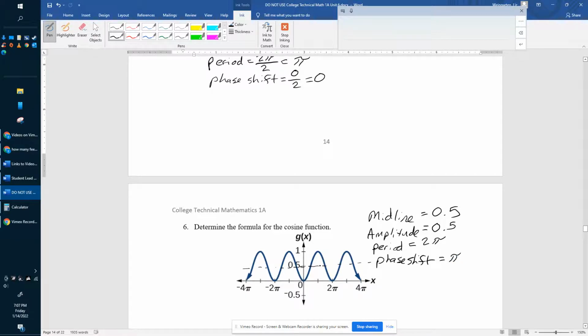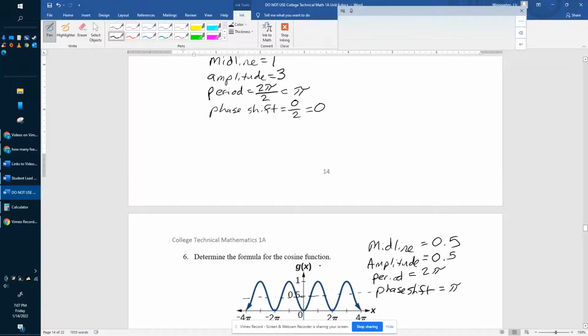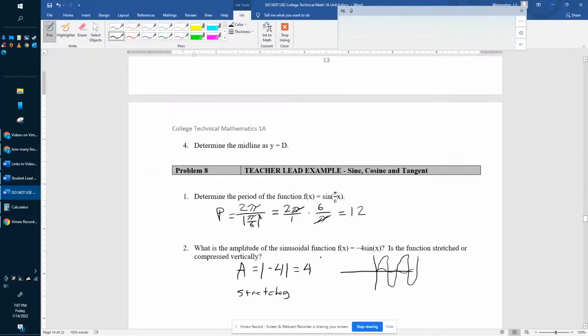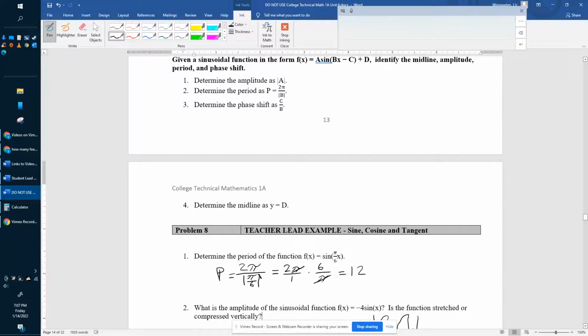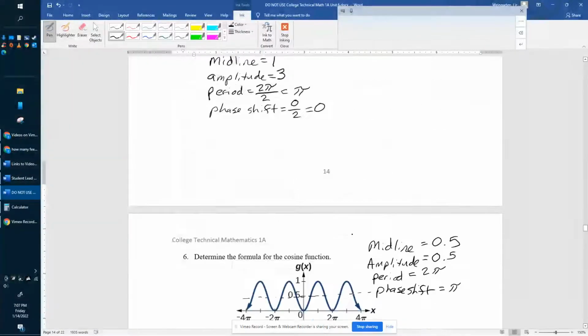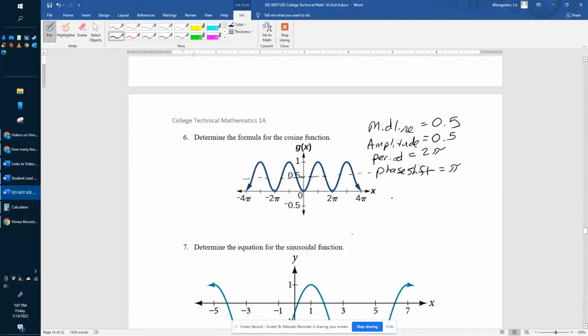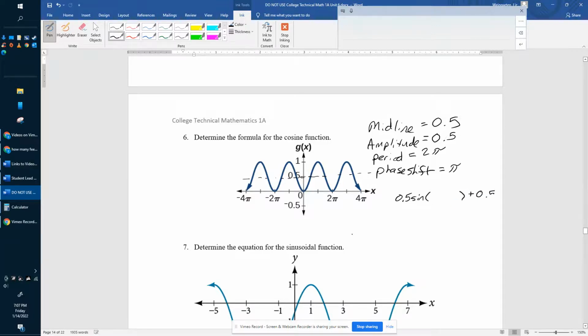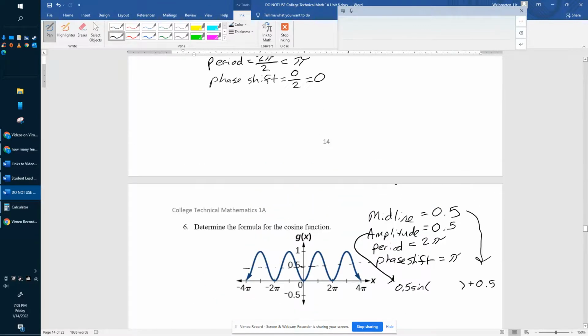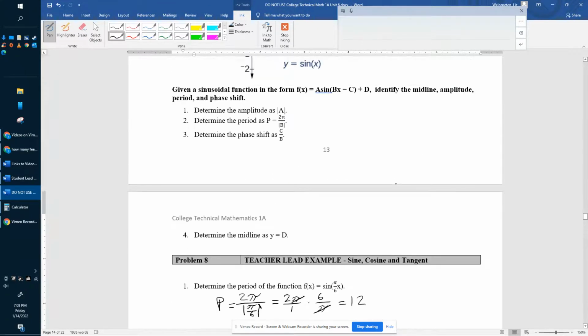So let's see how we can put this back into our formula. So the midline is D, so we just add it to the end. The amplitude is A, we multiply it to the beginning. So we have 0.5 times sine of something plus 0.5. So this 0.5 went here, that 0.5 went here. So what about B and C?